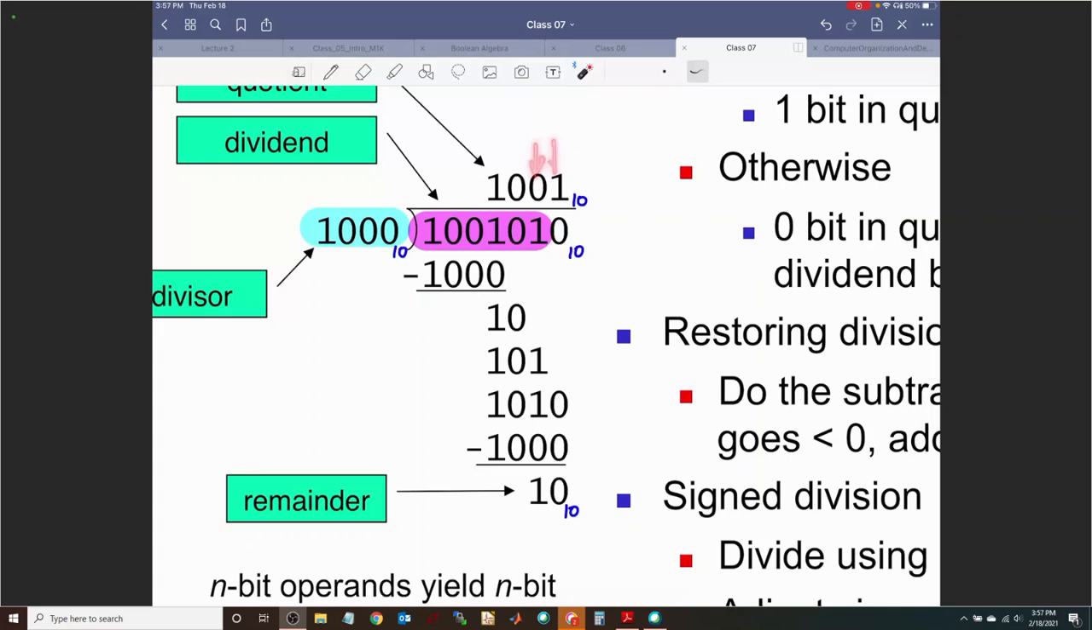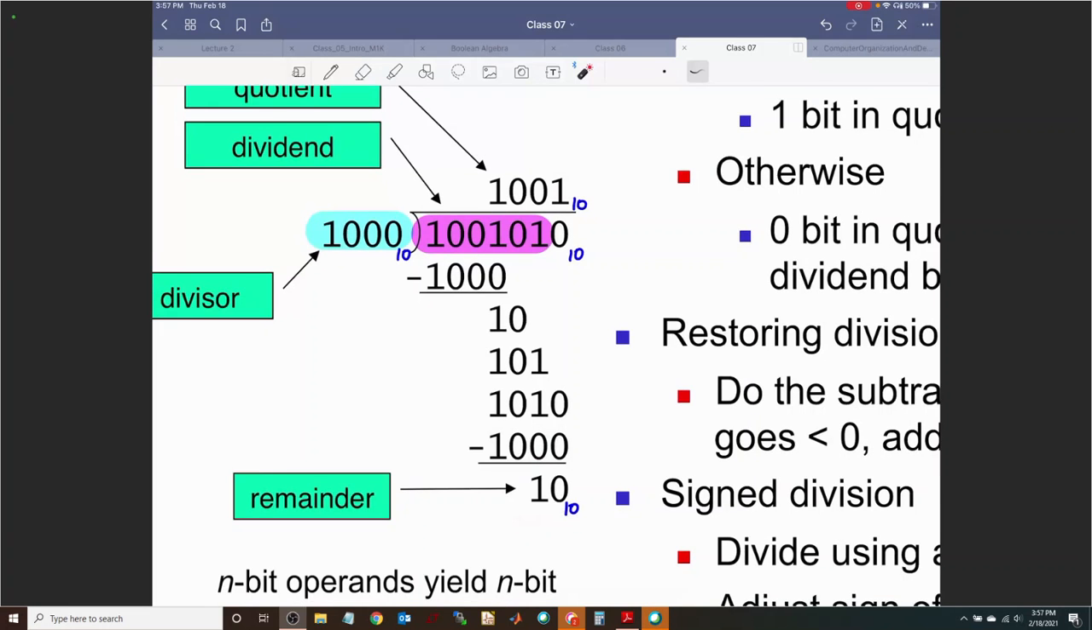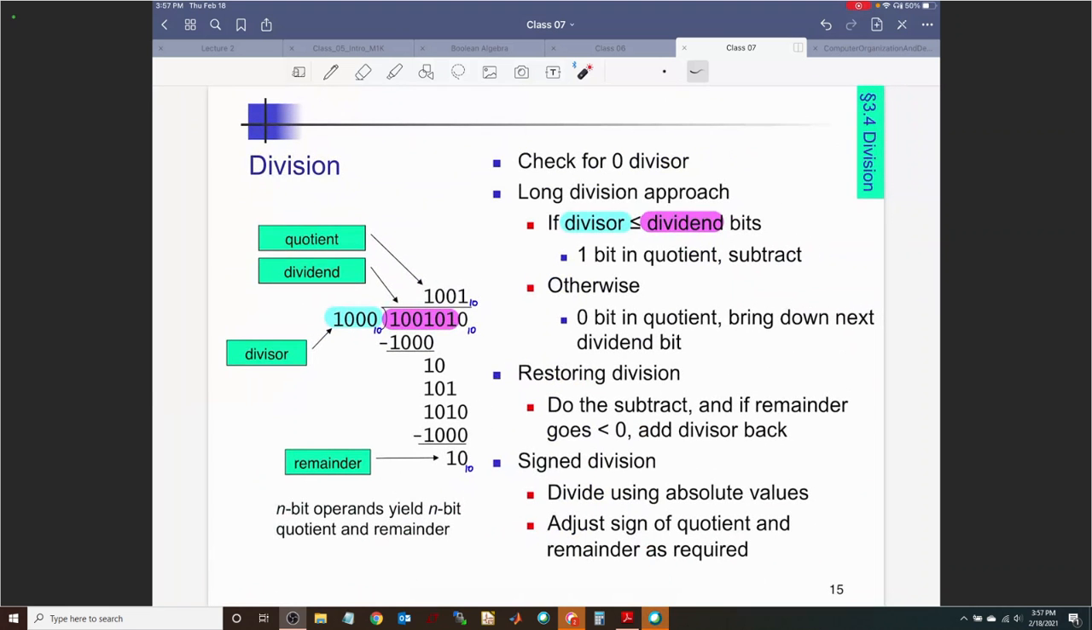And at the end here, what do you have? 1 0 1 0. Yeah, that is greater than your divisor. So now you can put a 1 there in your quotient. Put the divisor down here. Subtract. You get your remainder. Right. So all of this requires what?